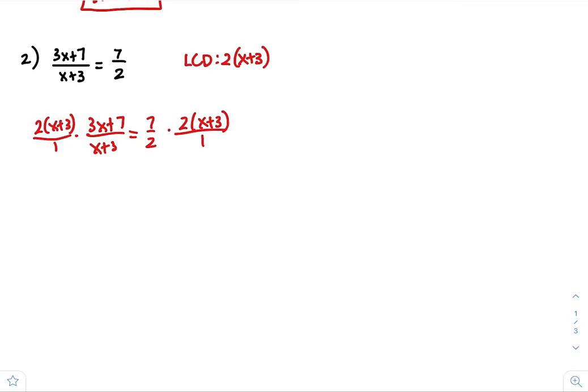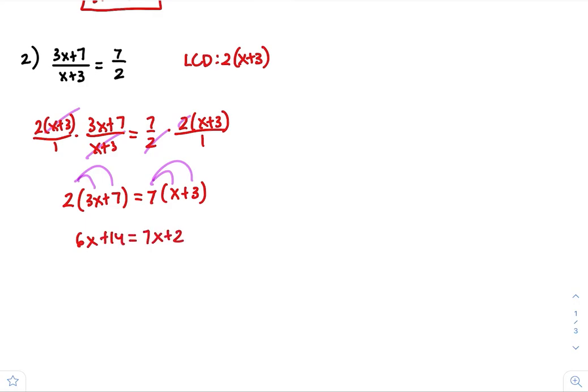This will help us because we can cancel. The x plus 3's cancel on the left-hand side. On the right-hand side, the 2's cancel. So we are just left with 2 times 3x plus 7 equals 7 times x plus 3. Okay, let's distribute. 2 times 3x is 6x, 2 times 7 is 14, 7 times x is 7x, 7 times 3 is 21.